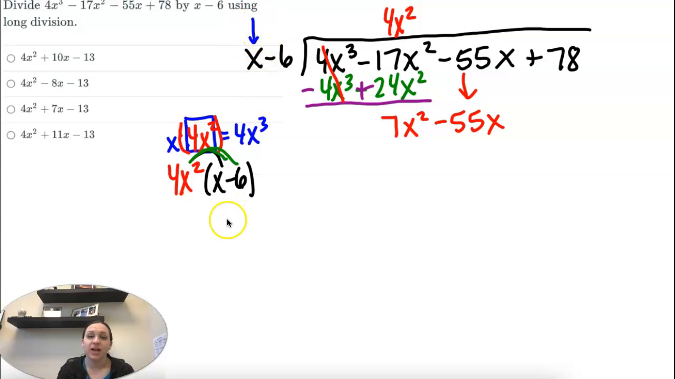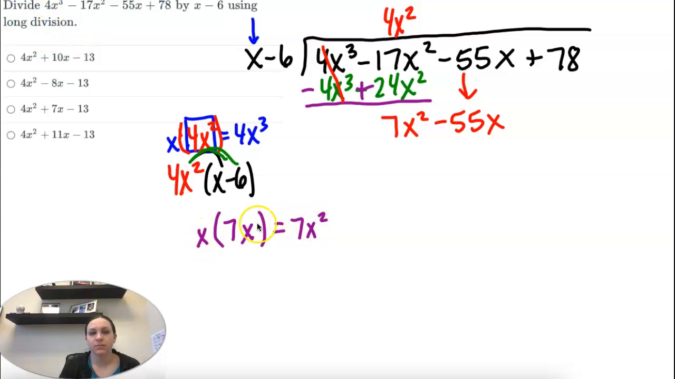So I'm still looking at x. X times what? But now I need it to equal 7x squared. Okay, we want these to be the same, so when we subtract, they're 0. So I have one x, I need one more, and then I need the 7. So x times 7x is 7x squared. The 7x is what goes here, and it's a positive 7x, so I'm going to add it. Okay, so now I'm going to take that 7x and multiply it by both the x and the minus 6, right there.